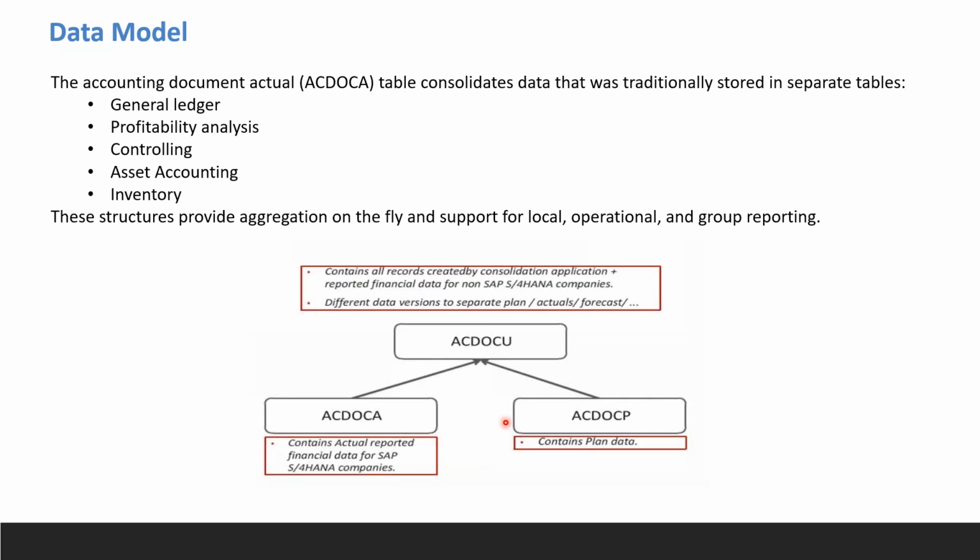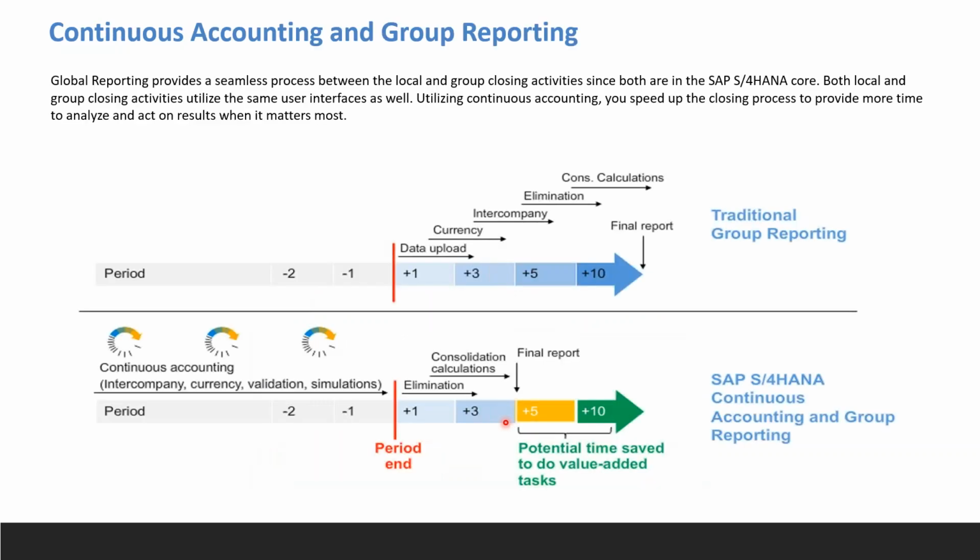So we can do that in the BPC also. You can transfer the data on a daily basis and you can do the consolidations, right? You can automate that. So is it really that much difference in the time saving?